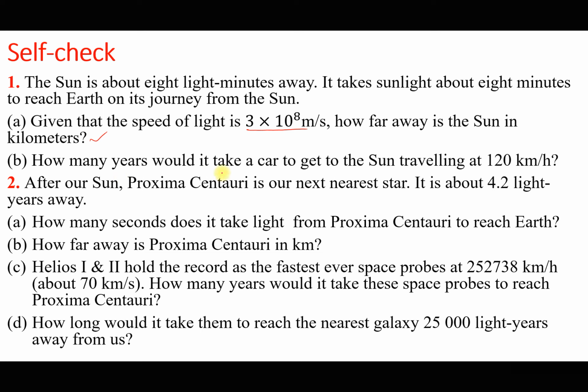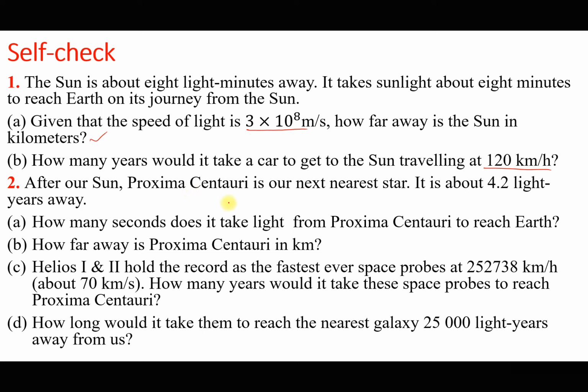How many years would it take a car to get to the sun traveling at 120 kilometers per hour? So you know the distance. You have found the distance in part A. You should use it to find the time in part B.